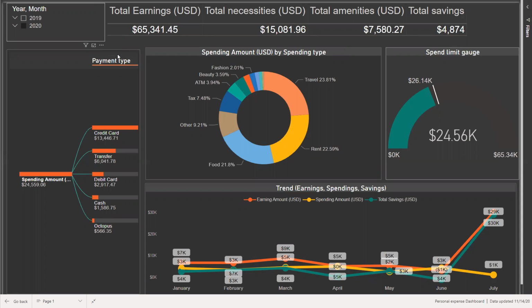No problem. All right. So on this one here, this is just breaking down the spending amount by payments type, right?